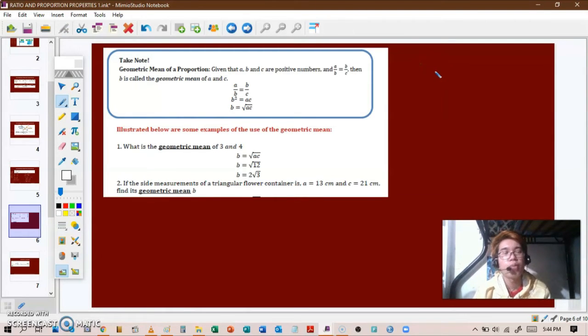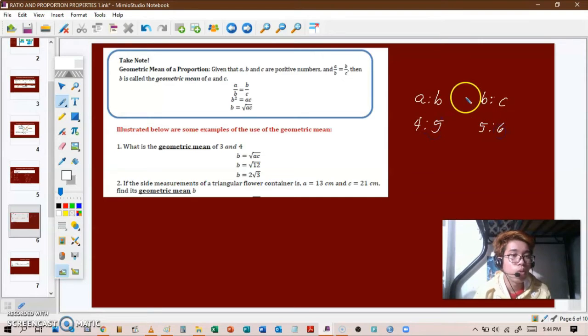So let's say, for example, we have here two ratios, because we have here A is to B and B is to C. Let's say we have 4 is to 5 and 5 is to 6. So to solve for the geometric mean, the geometric mean would be B is equal to the square root of the product of A and C. Okay, so how do we get this?